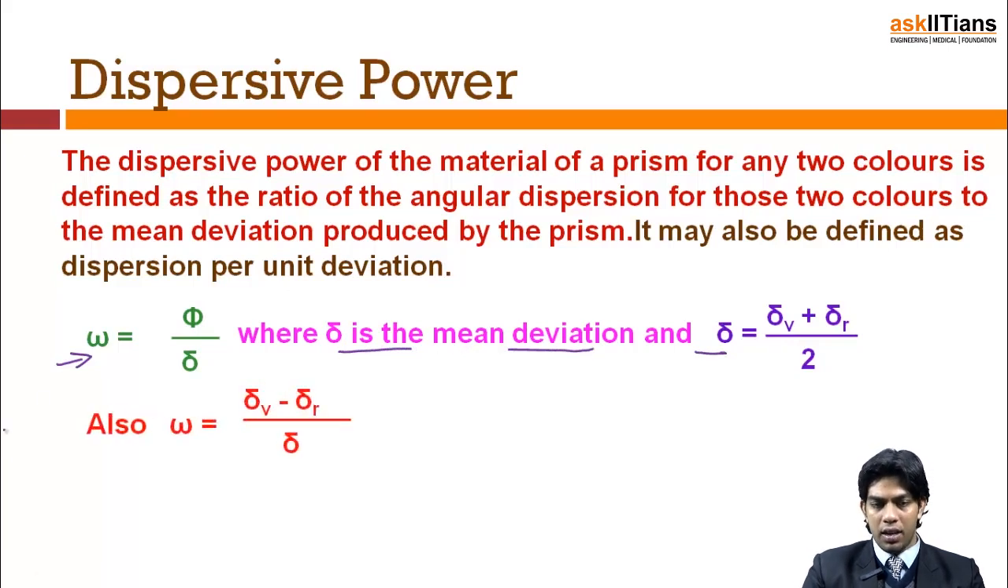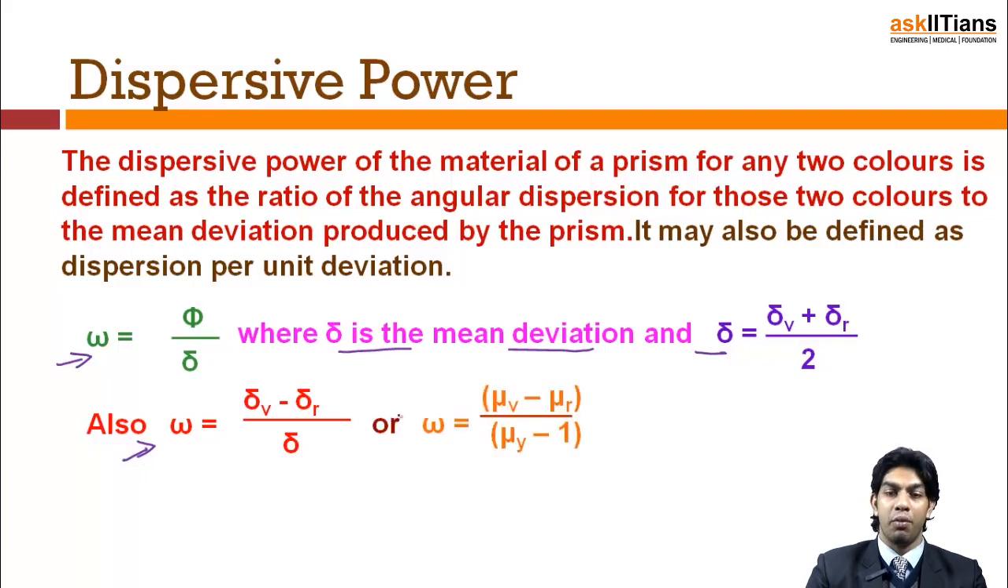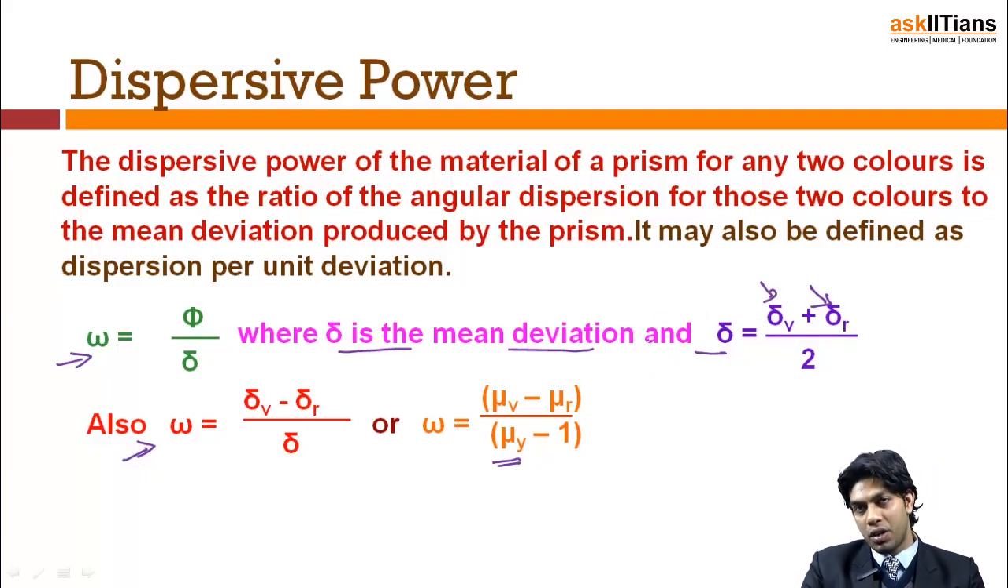So omega comes out to be del V by del R by del, that is the mean deviation, and finally I will get omega to be (mu V minus mu R) divided by (mu Y minus 1). Why is it mu Y minus 1? Because I'm talking about the mean deviation. Between violet and red, I will have yellow. So the mean deviation corresponds to the yellow color.